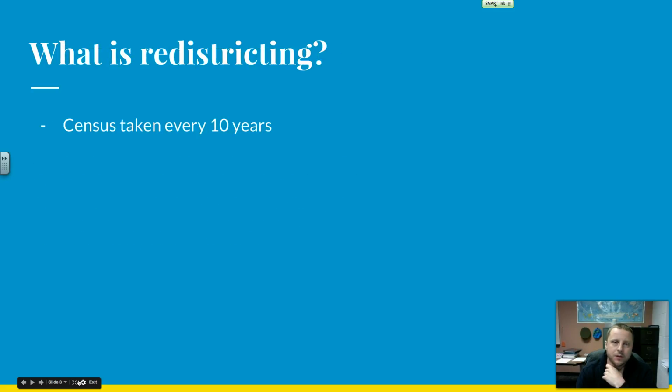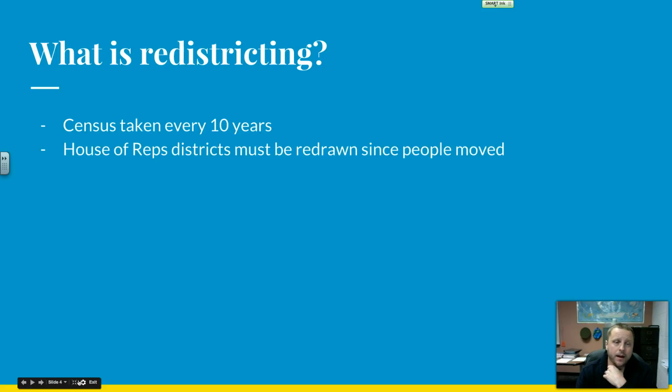First thing you need to understand is what redistricting is. A census is taken every 10 years in this country. Census meaning they check to see how many people there are in the country, and people are always moving. Now, each House of Representatives district has about 750,000 people in it, and when people move around they have to redraw those districts. That's part of the process.